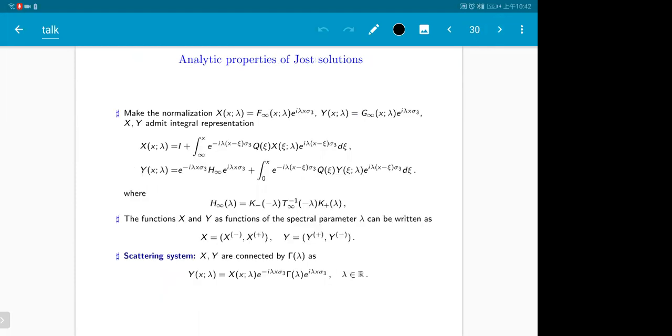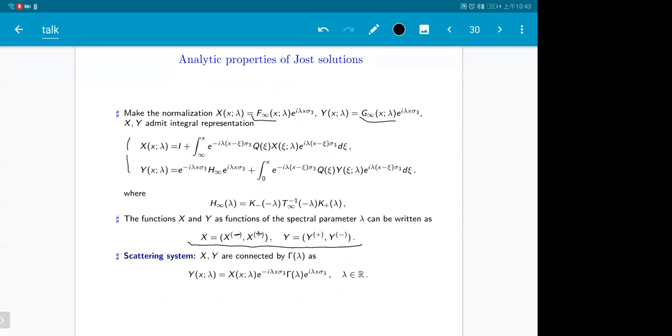Okay, so then making some normalizations, we can transform these two fundamental solutions, f and g, so that X and Y admit integral representations. And using certain standard analysis of integral representations, we can obtain the following results. So your X and Y can be split into a column vector. Your X minus means that this column vector is analytic and bounded as a function of the spectral parameter lambda in the lower half complex plane.